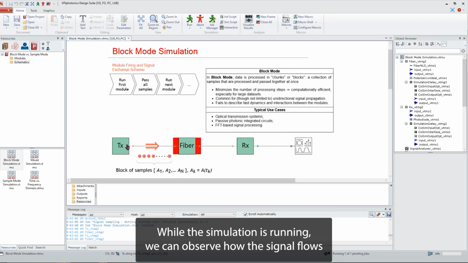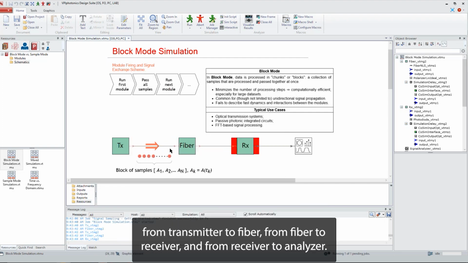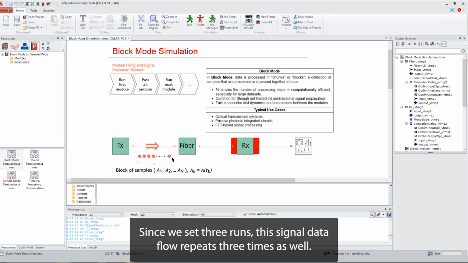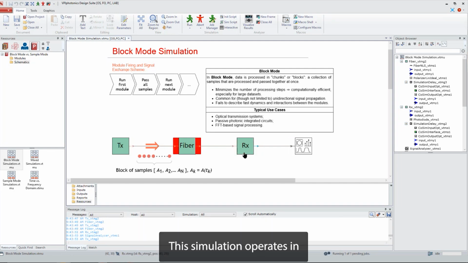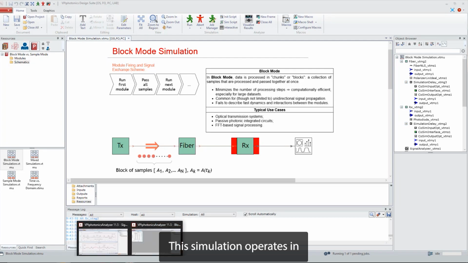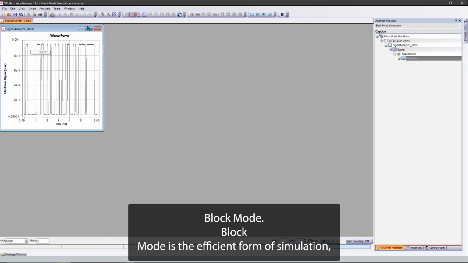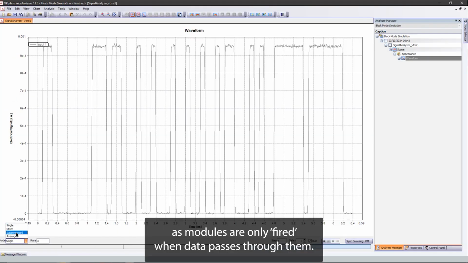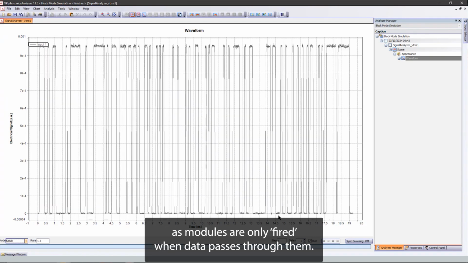While the simulation is running, we can observe how the signal flows from transmitter to fiber, from fiber to receiver, and from receiver to analyzer. Since we set 3 runs, this signal data flow repeats 3 times as well. This simulation operates in block mode. Block mode is the efficient form of simulation, as modules are only fired when data passes through them.